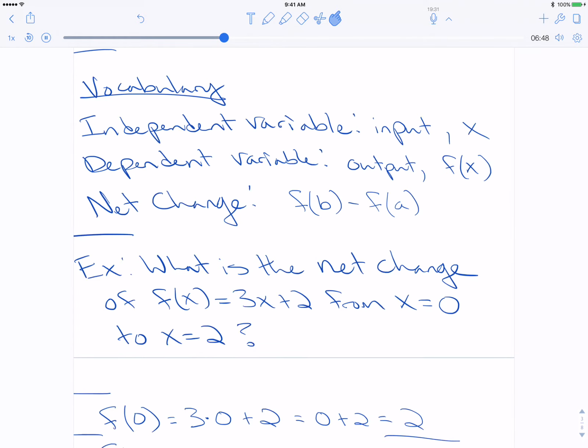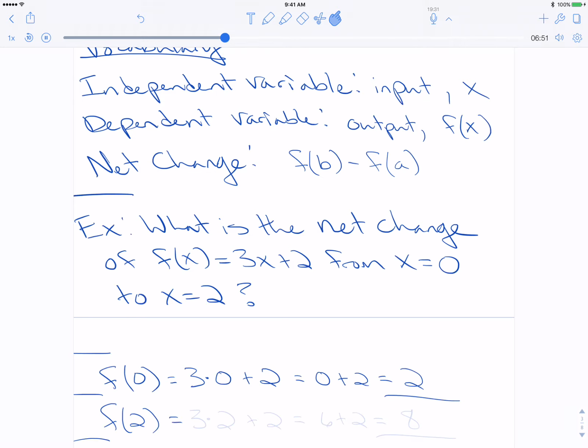What is f of 2? Again, replace each x with a 2. 3 times 2 plus 2. So that gets us our 6 plus 2, again getting us the 8 that we found earlier.